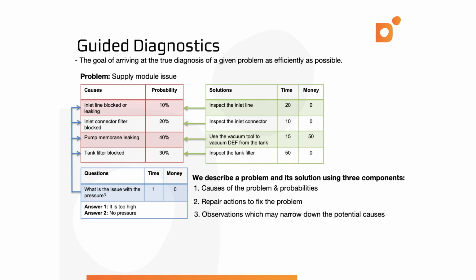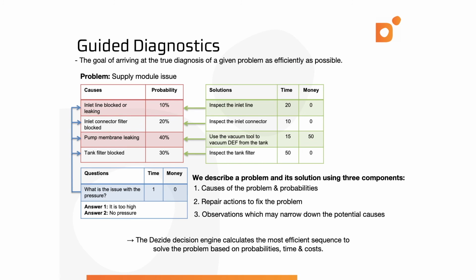So we need to also specify how long it takes before we get that information, and what impact it has. That allows us to calculate the most efficient path through any given sequence, whether it's a supply module issue or anything else. The AI-powered solution from Dezide can calculate the most efficient path through any given troubleshooting scenario. That's what we do at Dezide.